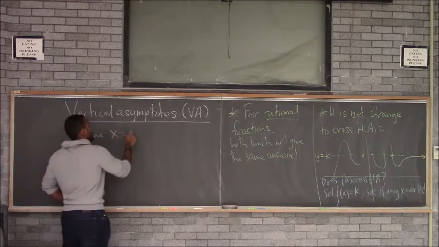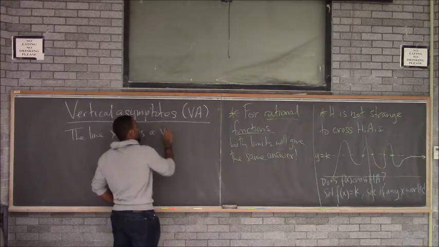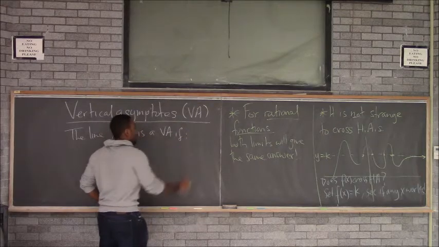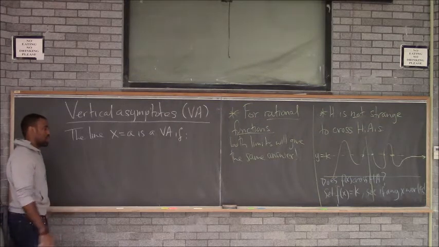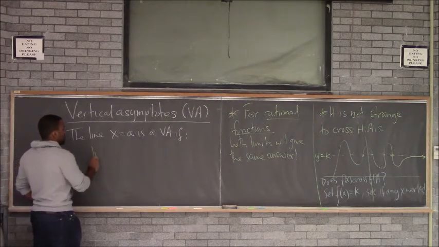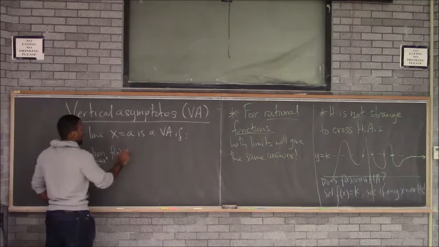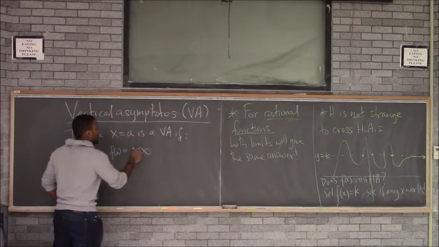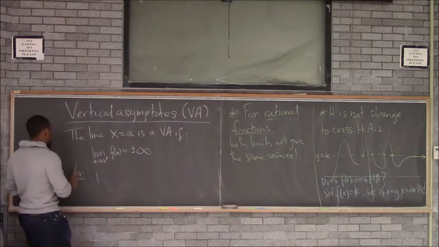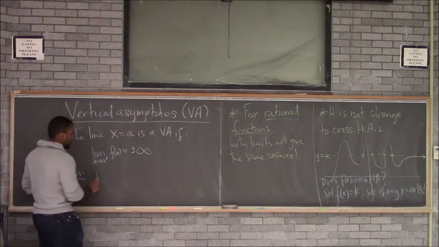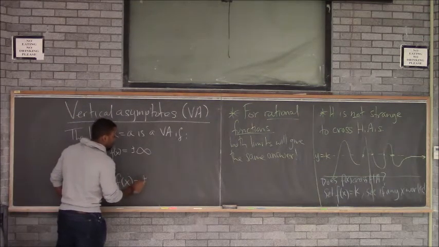The line x equals a is a vertical asymptote. So here's how you'd identify when one would occur. By the definition, technically speaking, we're going to have another way to actually look at this. If, as x approaches a from the right, our function is infinite, or, it could be and/or, the limit as x approaches a from the left of f of x is infinite.